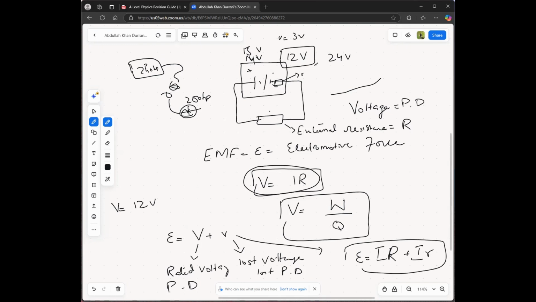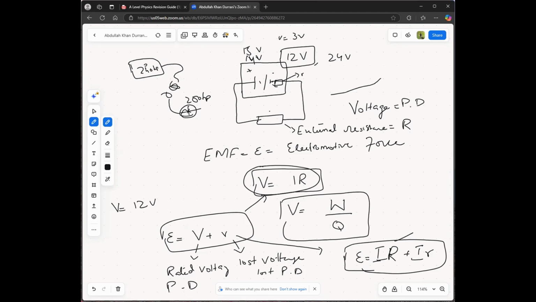And where does this come from? So you understand this. You just plug in this formula for both of them, and that's what you get. So if you understand series circuit, you understand that the total potential difference, the EMF, was being distributed between the internal resistance and the external resistance, and the current would be the same for both of them because it's a series circuit, right? So we understand that, right?